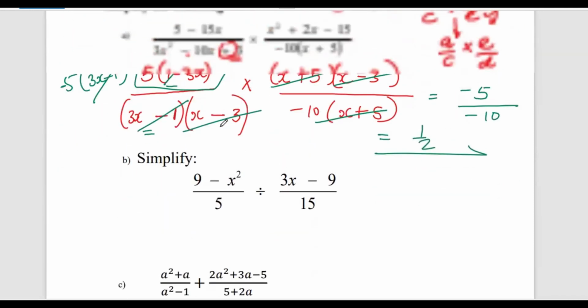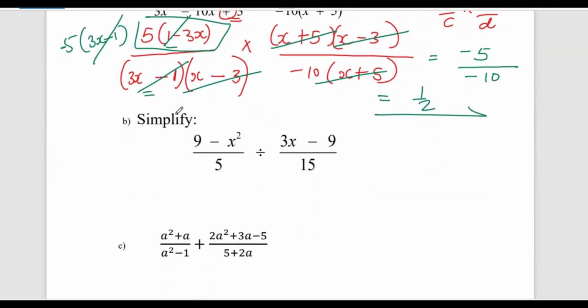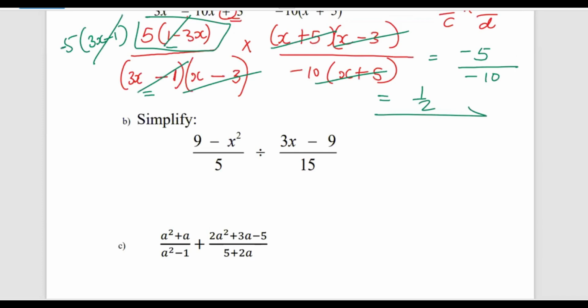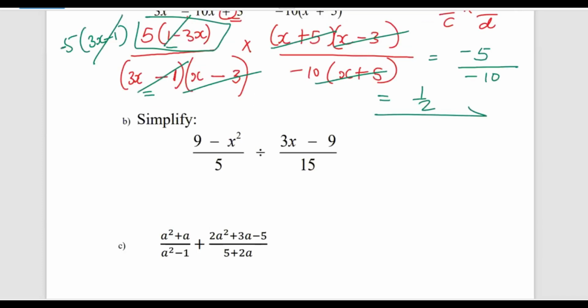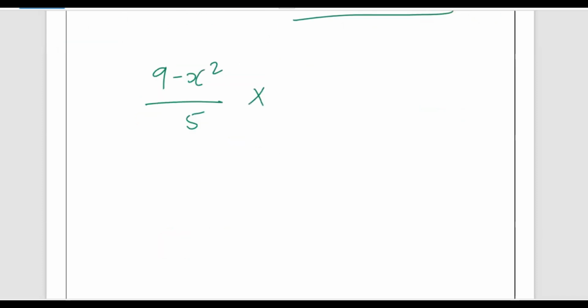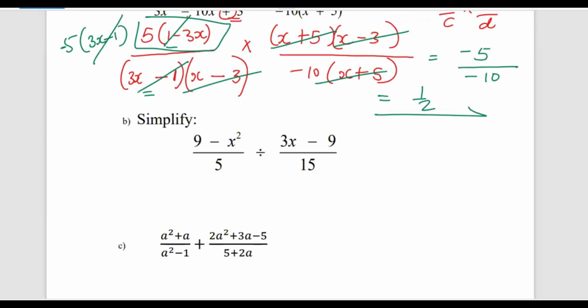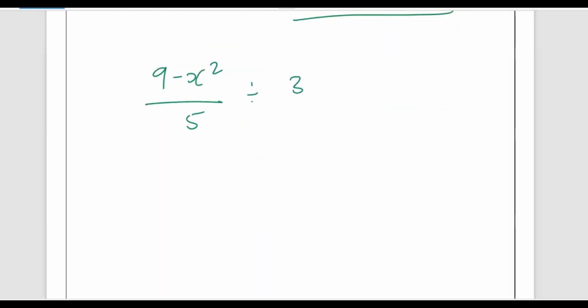Part B, let me use this page. So we have 9 minus x squared over 5, okay? That's correct. Times, no, it's not a times, it's a division. So that's a division, okay? 3x minus 9 over, this is going to be a 15.